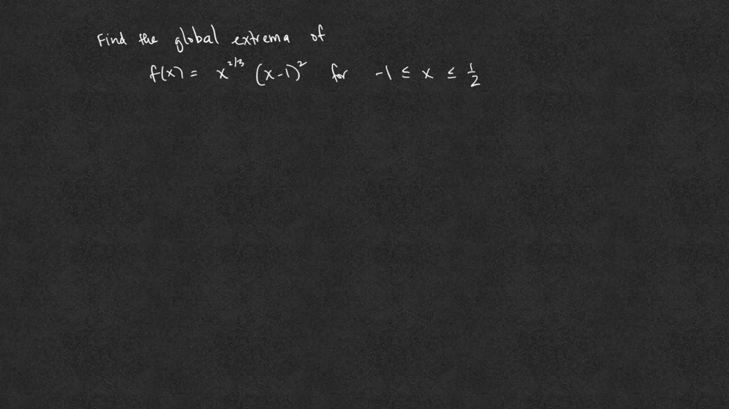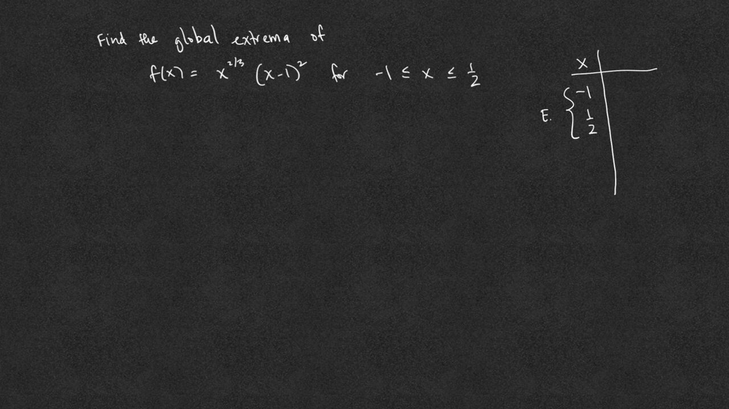Find the global extrema of f of x equals x to the 2/3 power times the quantity x minus 1 squared, but only on the interval -1 to 1/2. To find the global extrema, we first make a table of any critical values and the endpoints. The endpoints in this case are x equals -1 and x equals 1/2.